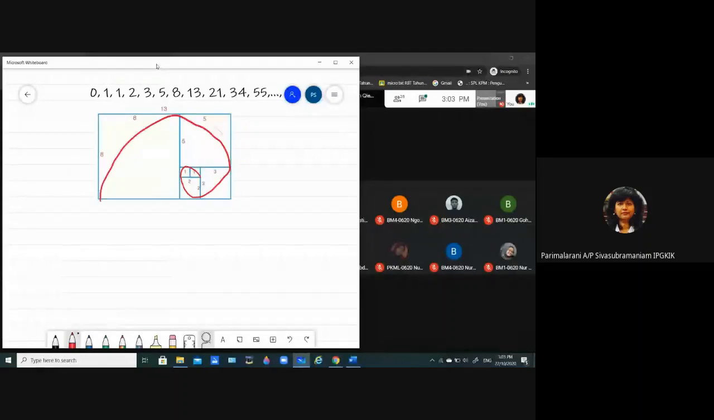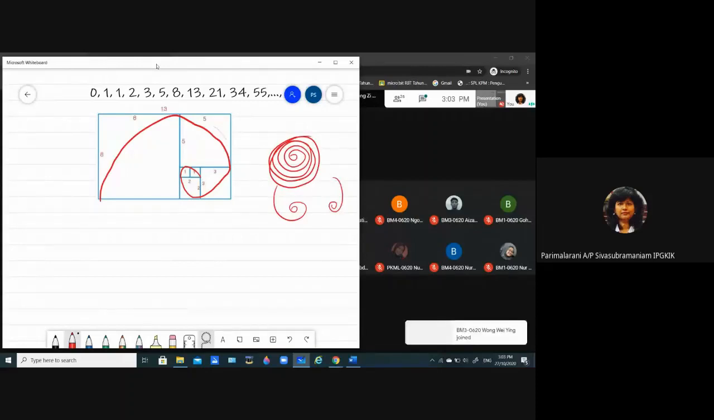Okay, can you see the spiral there? A spiral is something like this. When you draw like this, this is called a spiral. Or if it's like this, it's a spiral. Like this is a spiral, all the spirals. So we can draw a spiral here.